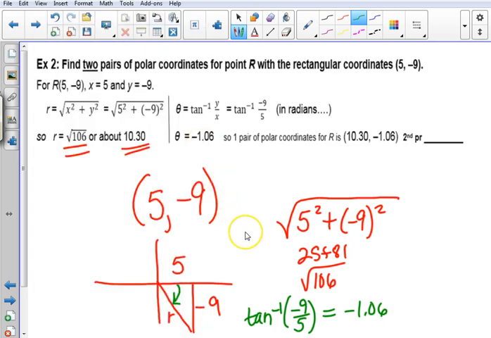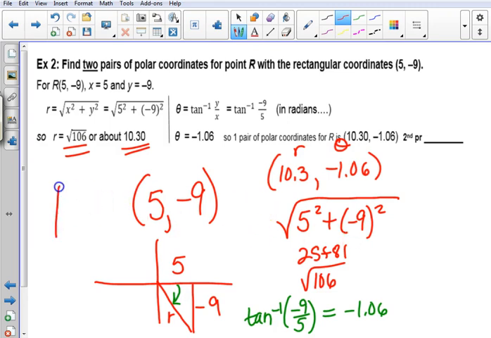Okay. So one name for this is that the radius was 10.3 and that theta was negative 1.06. Would you have known that was an r theta if I didn't tell you it was an r theta? No, right? They have to tell you because this looks like an ordered pair. There's no pi or degree sign. All right. They want us to come up with a second name for that.